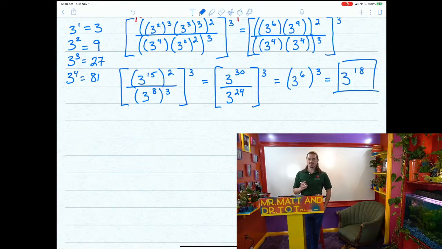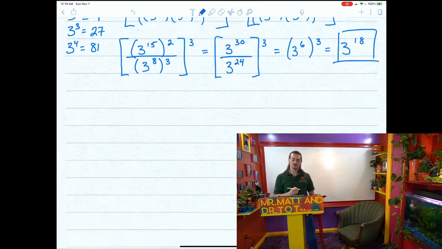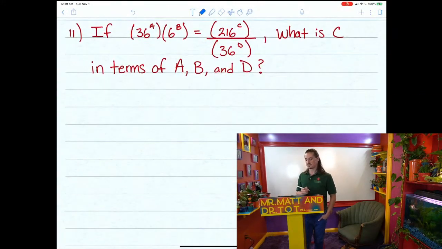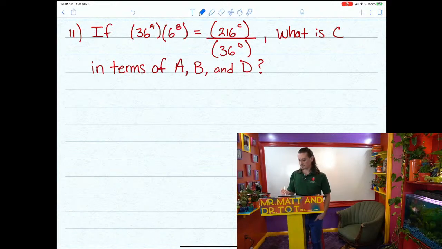Number 11 asks, if... No, it does not ask that. I'm sorry. Number 11 asks, if 36 raised to the a power times 6 to the b power is equal to 216 to the c power quantity divided by 36 to the d power, what is c in terms of a, b, and d? I'll give you 3 minutes and then I'll give you the solution.